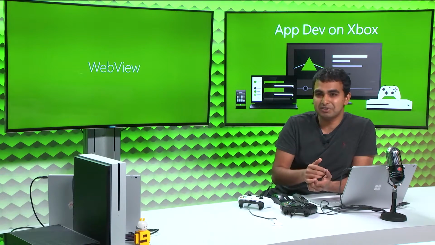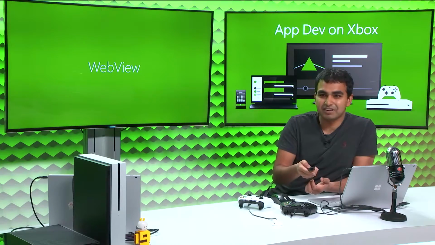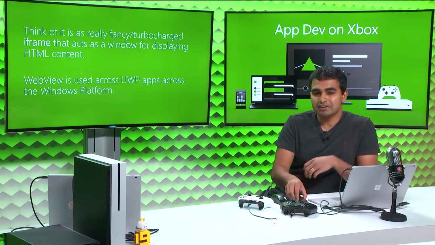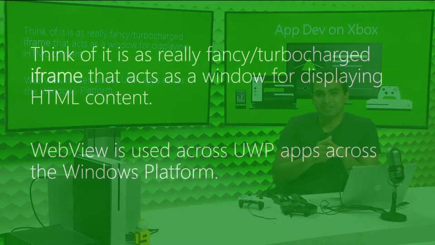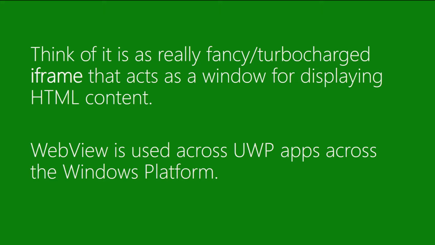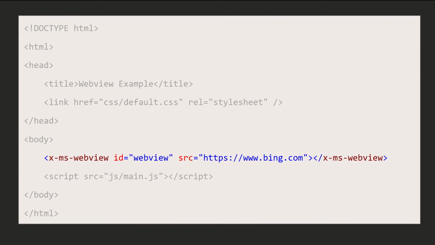But those of you who are new to it, you're going to be pretty excited by what you're going to see right here. The way I like to explain what a WebView control is, it's pretty simple. Think of it as a really fancy, turbocharged iframe that acts as a window for displaying HTML content. Even though there's a talk about web apps on the Xbox, WebView actually works across UWP apps, not just on the web platform, but also on XAML as well. It's basically the de facto control you use for getting any HTML to display.